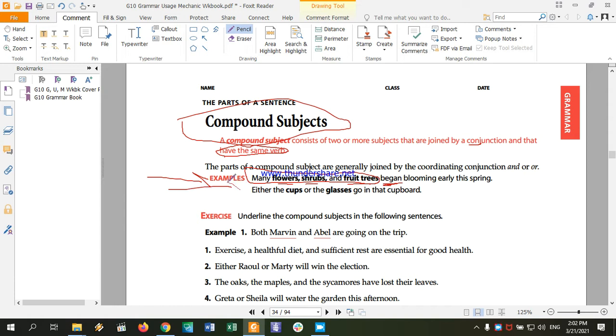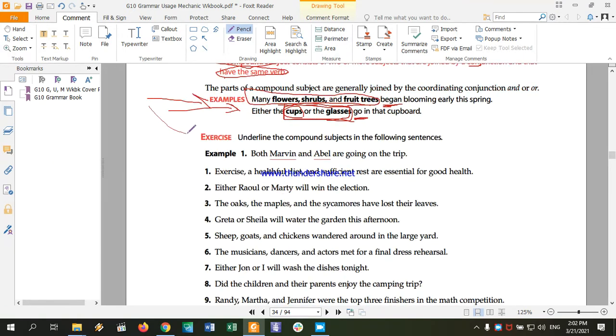Next, either the cups or the glasses go in that cupboard. Here we have cups or glasses. This is a compound subject. Either of them, or one item of them, will go in the cupboard, and the verb is go. So now in this exercise, we're going to underline the compound subjects in the following sentences.